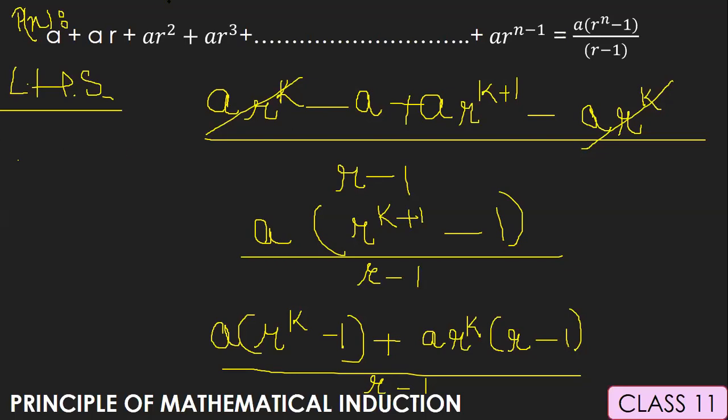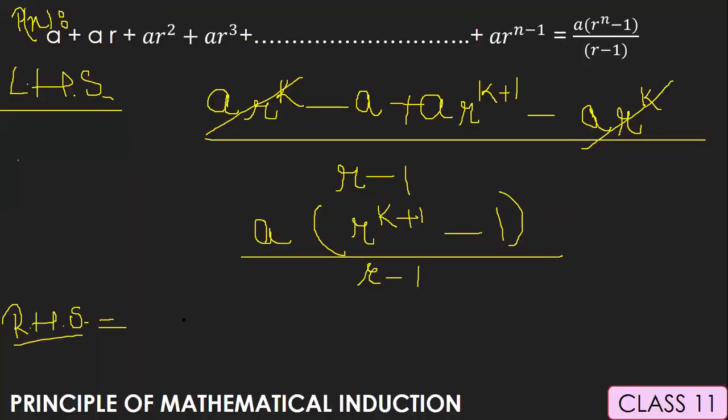So let us solve the right hand side now. Now your RHS would be A, R. Instead of n, you need to put k plus 1. So R is to power k plus 1 minus 1, this whole in the bracket divided by R minus 1. So LHS and RHS are equal. That means it is true for n is equal to k plus 1. If it is true for n is equal to k plus 1 and n is equal to 1, where you already know that it is true for n is equal to k, that means it is true for all values of n, right? Now let us proceed further.